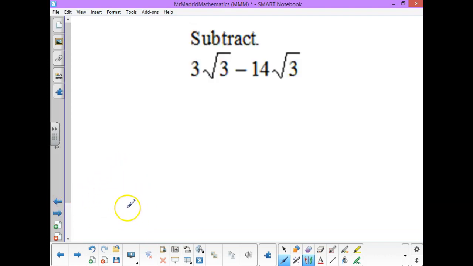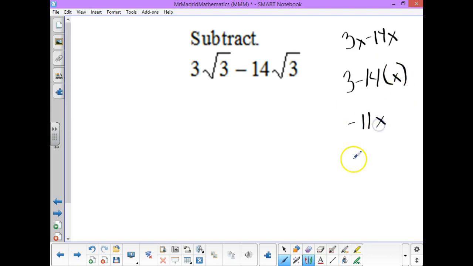And lastly, subtract these two expressions: 3 square root of 3 minus 14 square root of 3. This is very easy to do. I want to give you a similar example here on the corner that's going to help you in the future. Let's just pretend that instead of the square root of 3 I have x. So you guys know how to do this, right? It's 3 minus 14 times x, which gives you negative 11x. Because you're able to combine like terms, right? He's got an x, he's got an x. All you have to do is take 3 minus 14, you get negative 11.